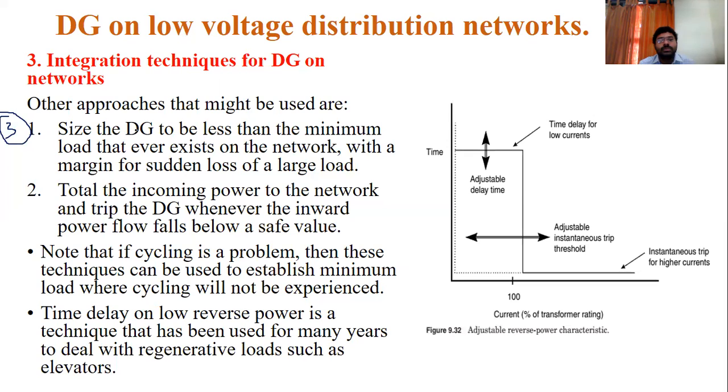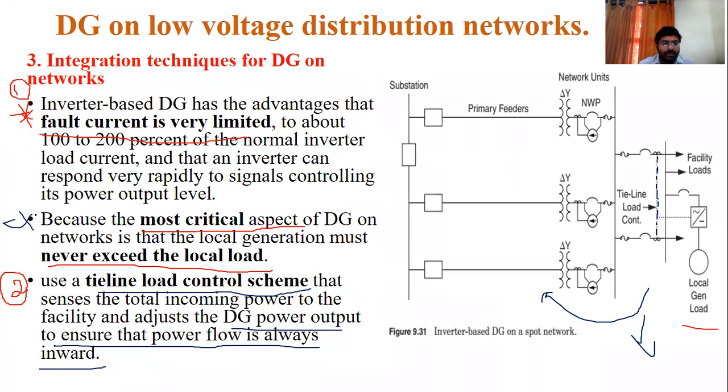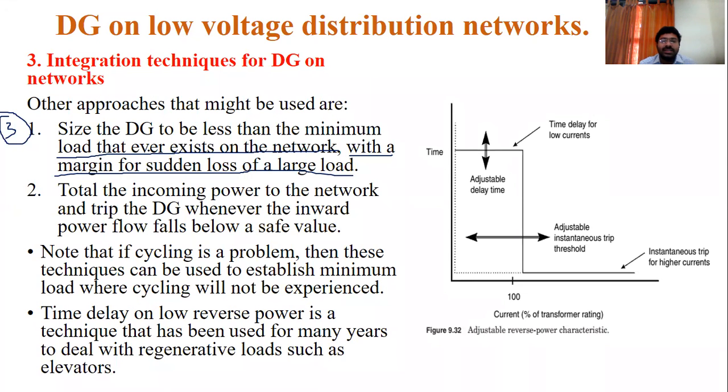The third approach: size the DC to be less than the minimum load so that it never exceeds the network, within a margin for a sudden loss of large load. We can size the DC much less than, or slightly less than, the local load. Then what is the fourth case here? Monitor the total incoming power to the network and trip the DC whenever the inward power flow falls below the set values. This is one of the cases.